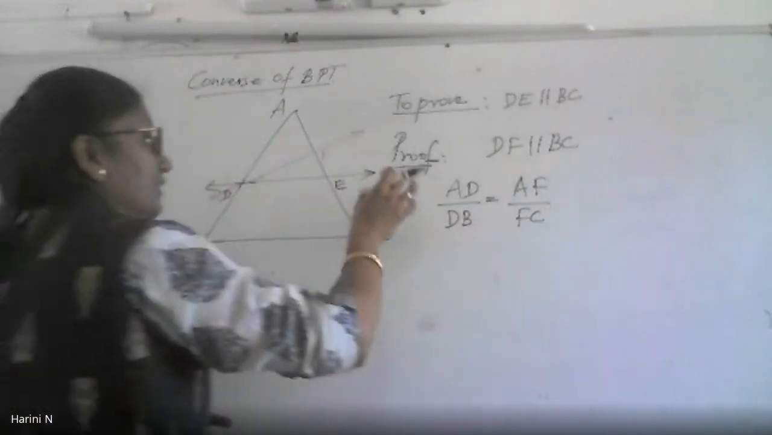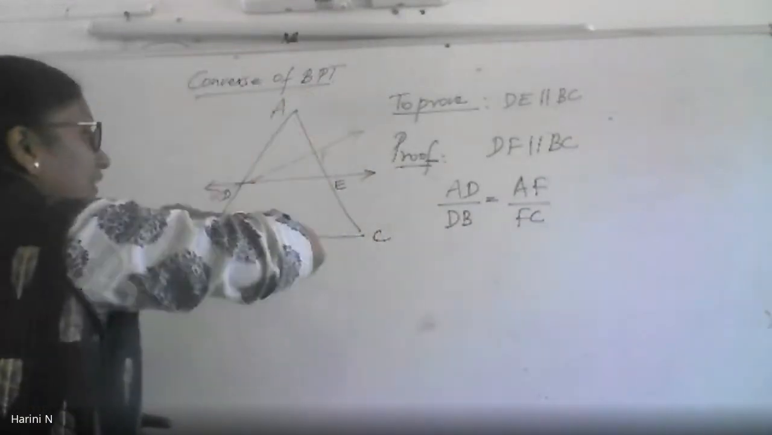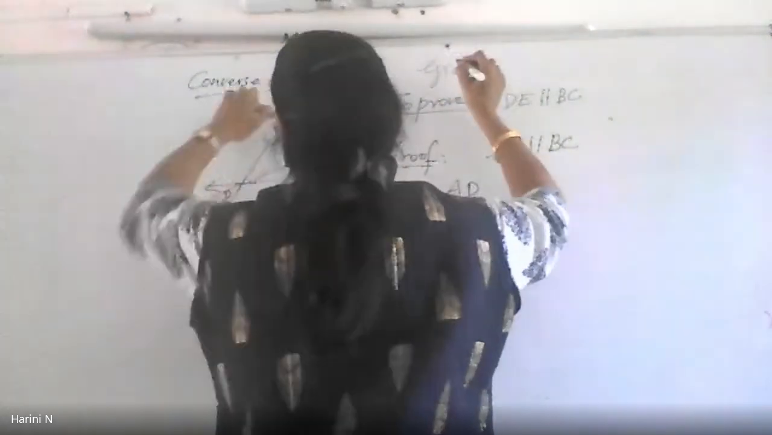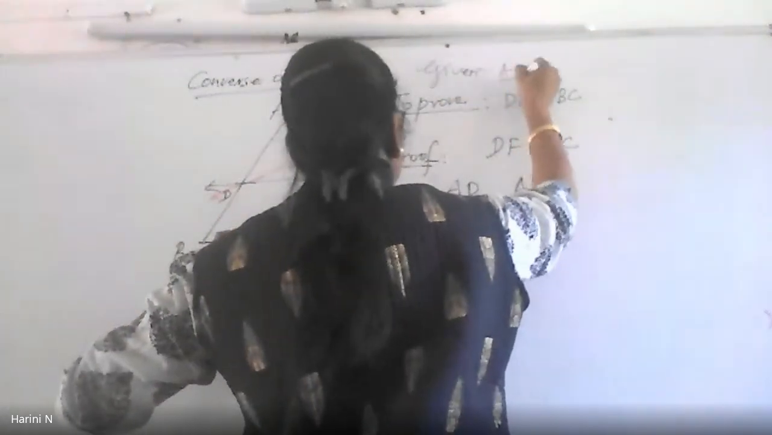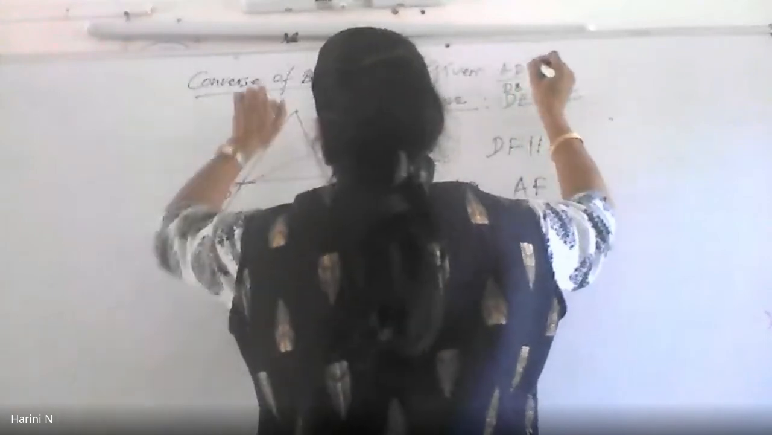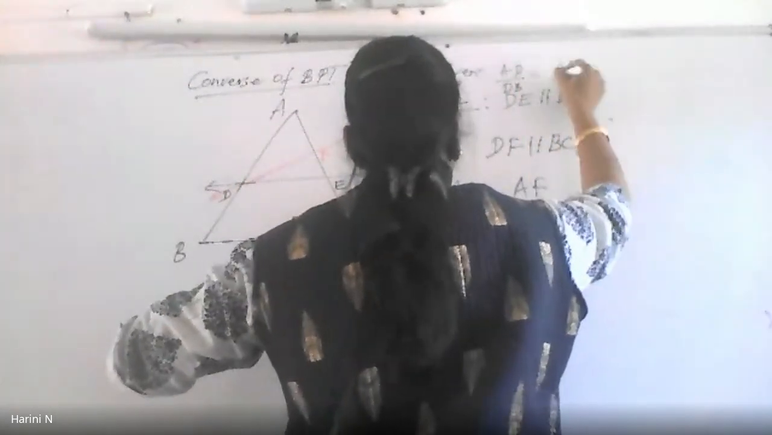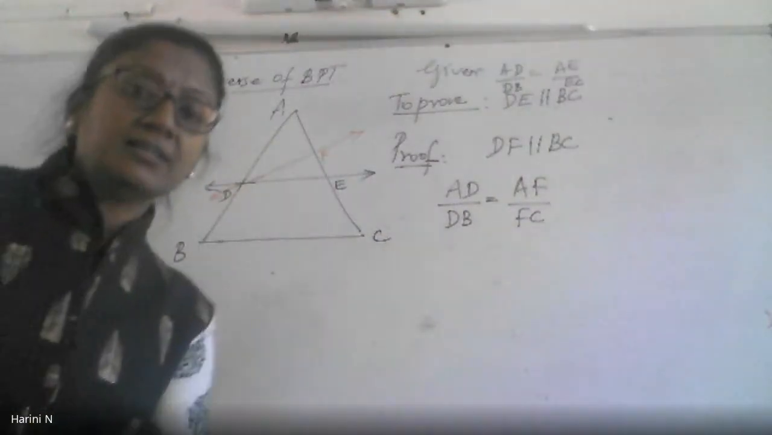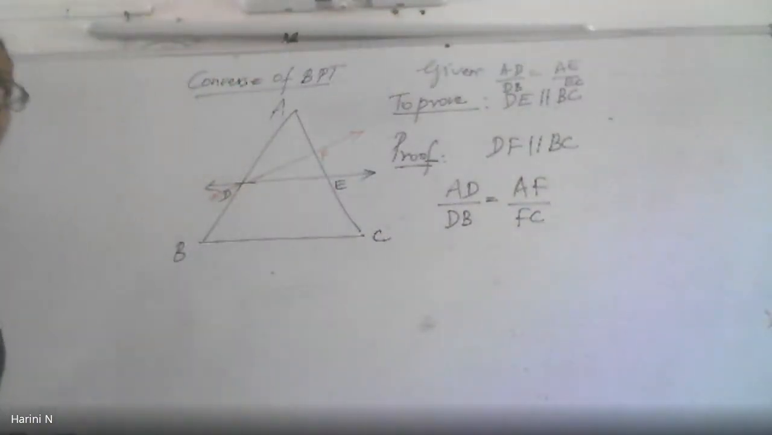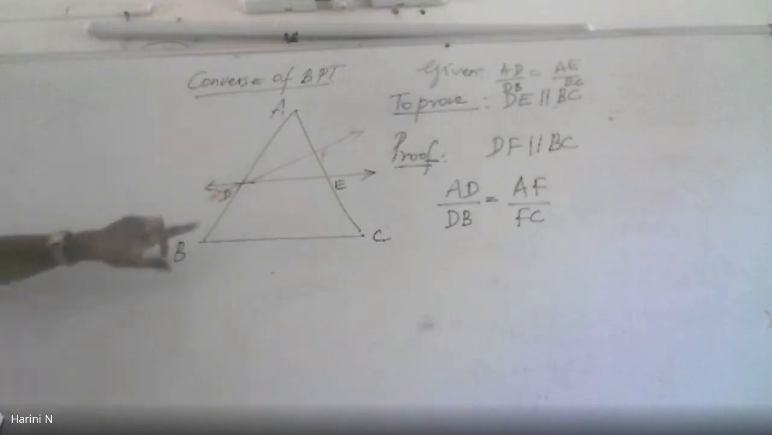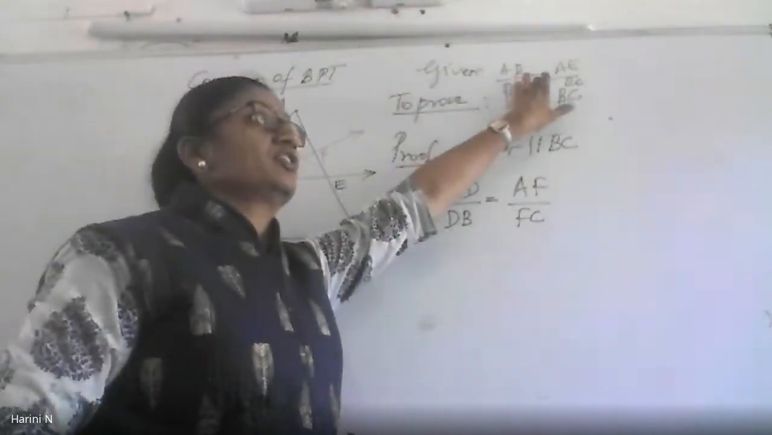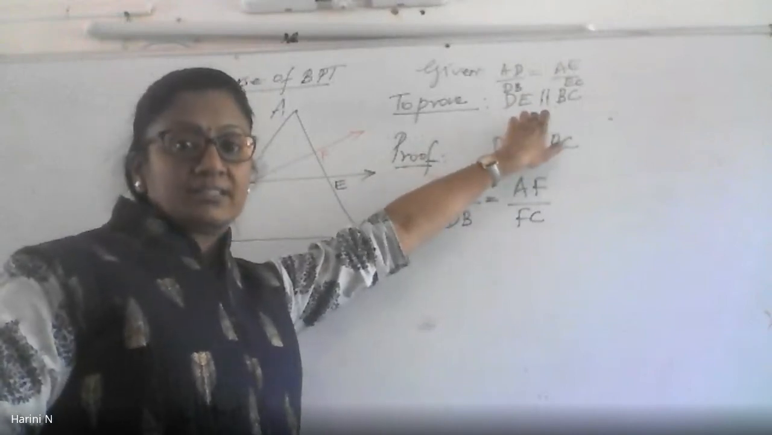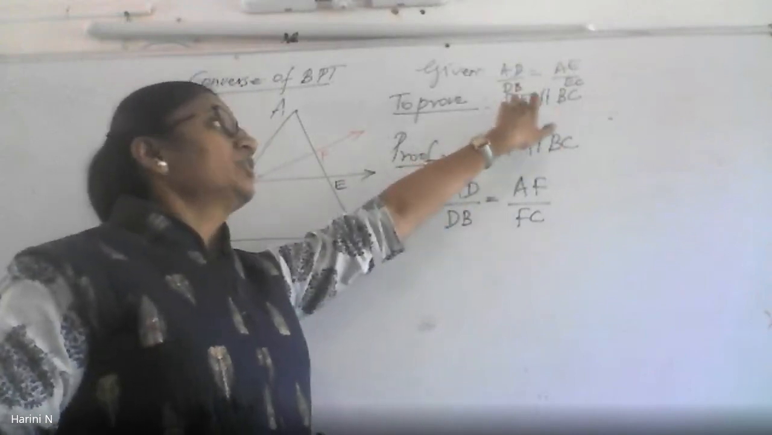I already have that for the two sides of the triangle, what was given to me was AD by DB is equal to AE by EC. This was given to me. Why was it given? Because I was told by the statement of the converse of BPT that if a line divides two sides of the triangle in the same ratio, then I have to prove that that line is parallel to the third side. So this was given and this is what I have to prove.